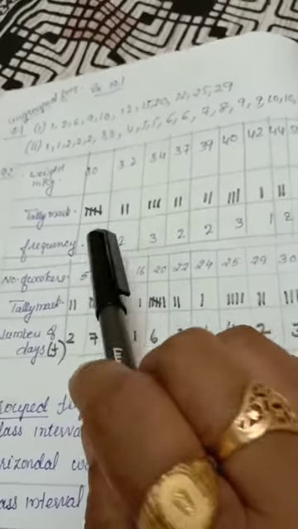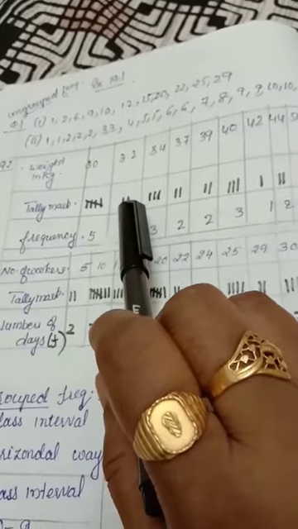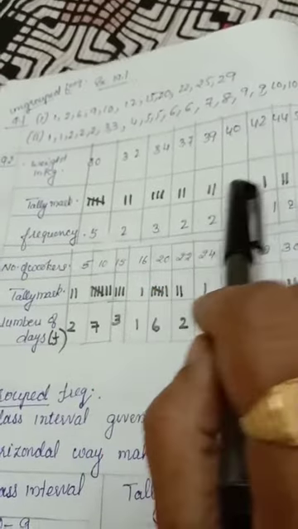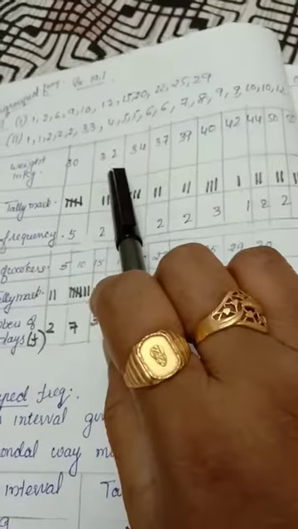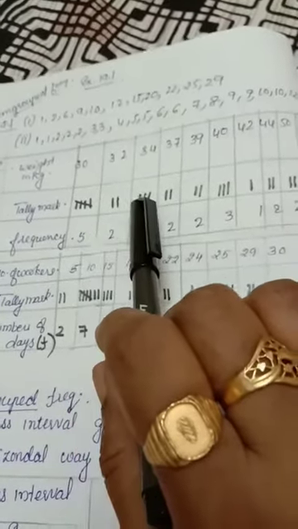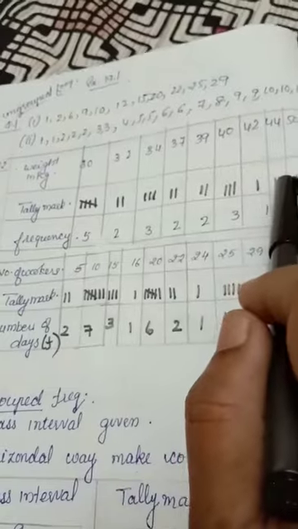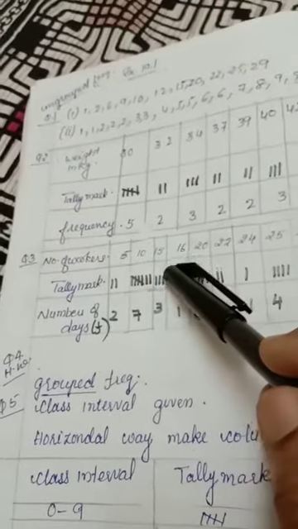Okay, you use tally marks only for representing frequency, not the observation. Frequency you denote by tally mark. Clear? Like that. Question number 3.